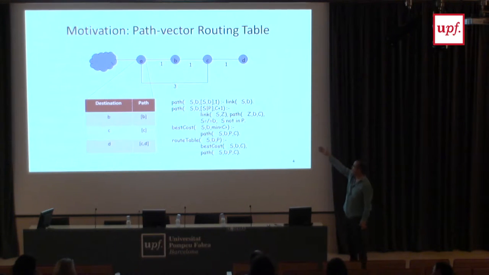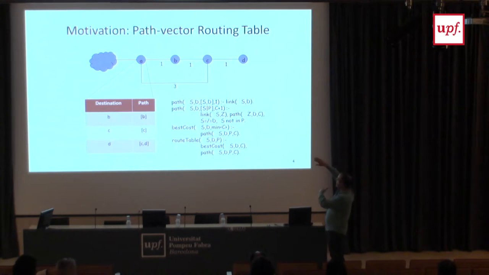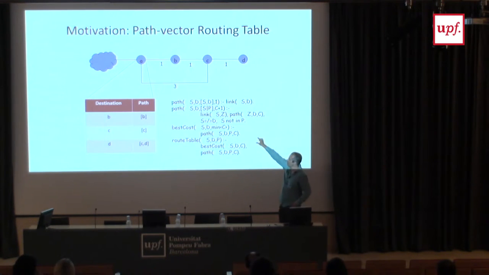It's a simple recursive procedure in which you start by first collecting the paths using direct links. This is the first rule that you see there. The second rule extends the path by an extra link. So at that point, you collect all the possible paths, and then there is an extra computation after you do the collection of all the paths.